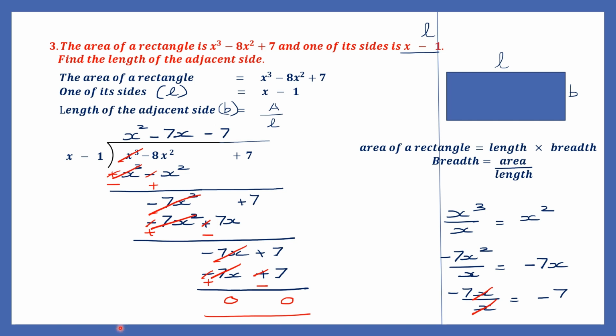So now our quotient is the answer and this is the length of the adjacent side. So let's write it down here. So the length of the adjacent side is x square minus 7x minus 7. So this is our answer. We have found the length of the adjacent side.